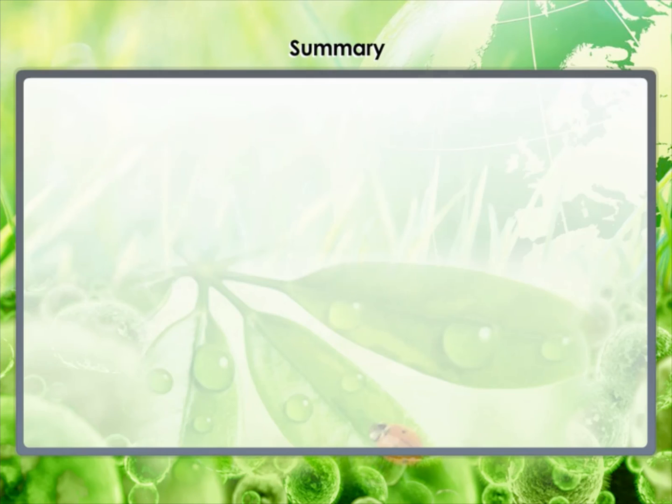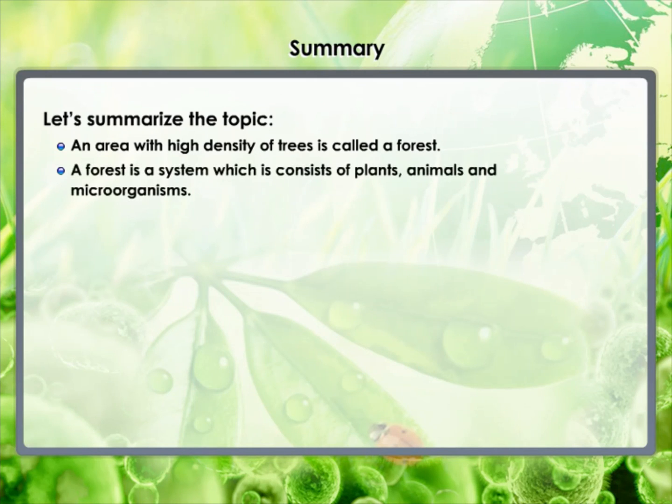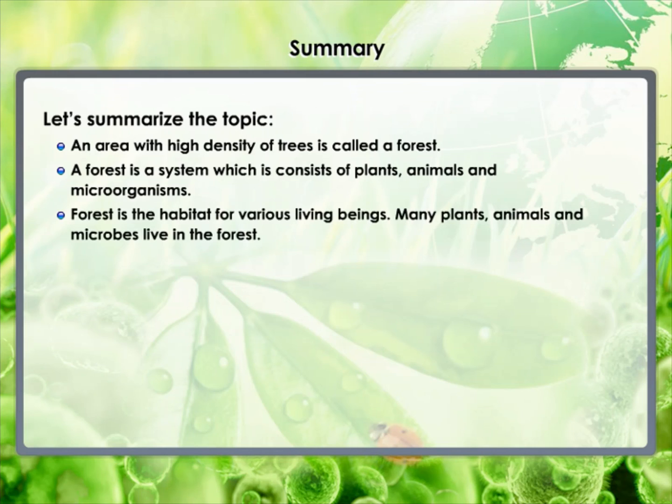Summary. Let's summarize the topic. An area with high density of trees is called a forest. A forest is a system which consists of plants, animals, and microorganisms. Forest is the habitat for various living beings. Many plants, animals, and microbes live in the forest.